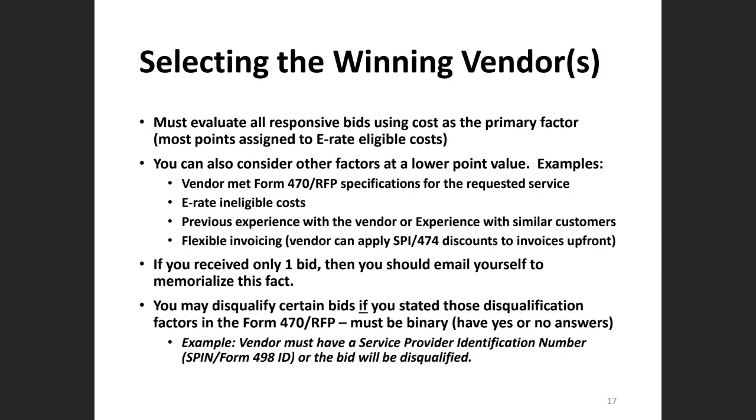You also have the ability to disqualify certain bids, but you must have stated the disqualification factors on the Form 470 or in the RFP document. Also, disqualification factors have to be binary, meaning they have a yes or no answer. The most common disqualification factor used by Kentucky libraries is that the vendor has to have a service provider identification number, or SPIN. You can't get your discounts from a vendor that doesn't have a SPIN, doesn't participate in the E-rate program.